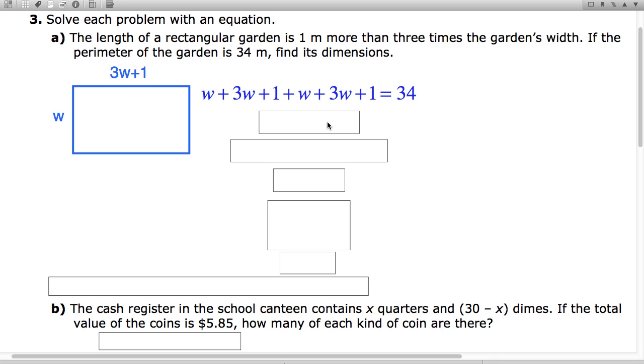Now it's a matter of solving the equation. So simplifying first, w plus 3w plus w plus 3w gives you a total of 8w, and 1 plus 1 is 2.